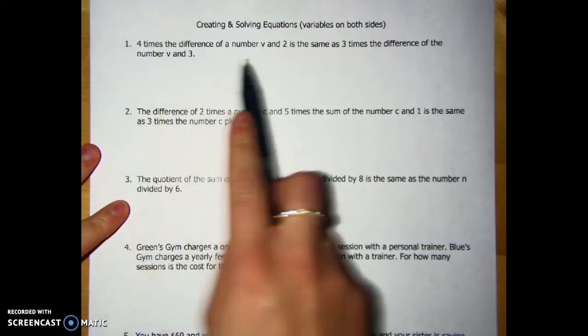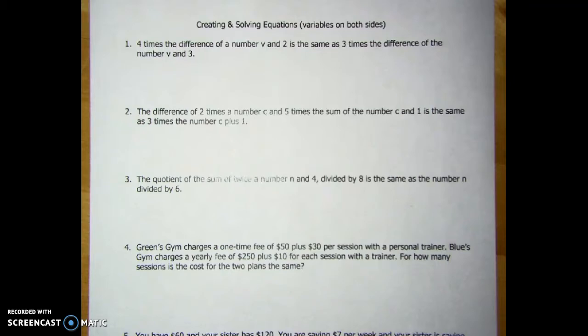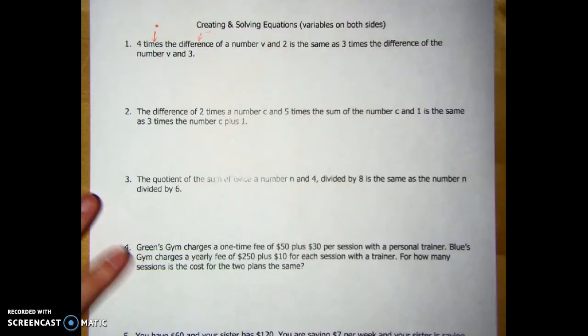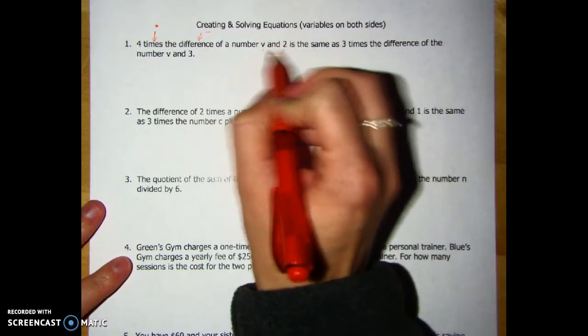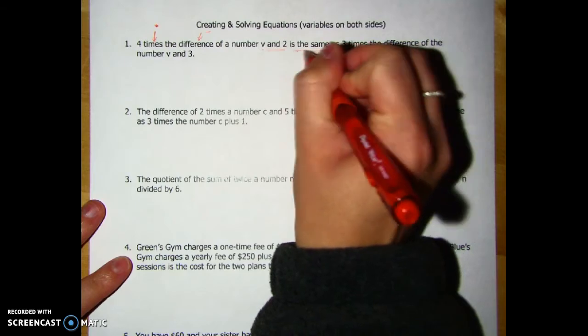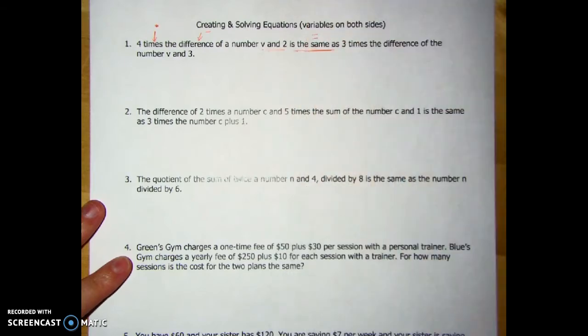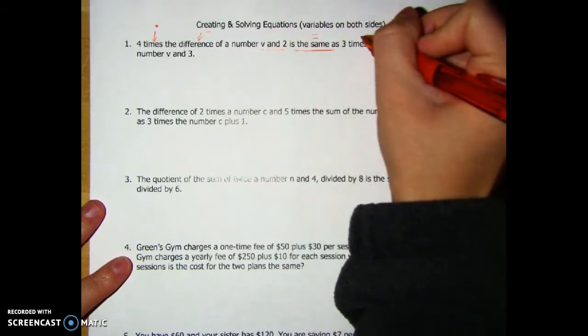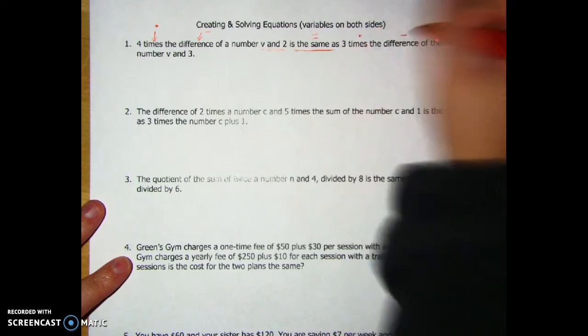4 times the difference of a number v and 2 is the same as 3 times the difference of the number v and 3. So let me get a pen here. Let's see, times means we're going to be multiplying. And difference, you know that is subtracting. So these two are going to be subtracted. Is the same as, that's your equal sign. And then we know this is multiplying and this is subtracting again.